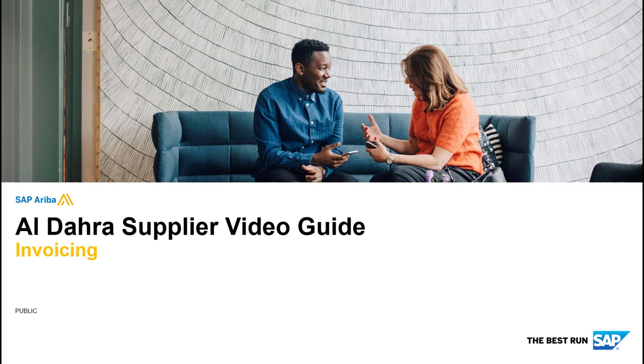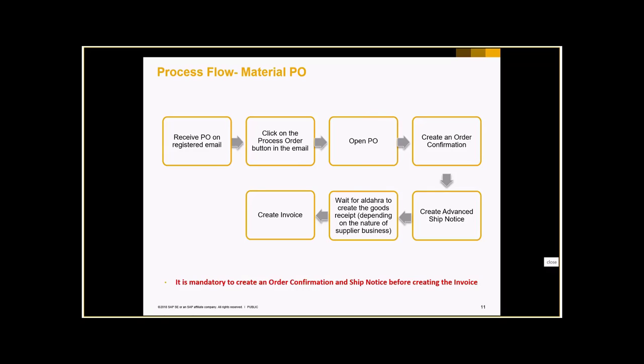This training will cover how to create an invoice for Al Dahra on the Ariba network. Please note that before being able to create an invoice, you will have to create the order confirmation and the advance ship notice. In some cases, Al Dahra will require a goods receipt. In that case, the business will create the goods receipt, and you will not be able to create the invoice until the goods receipt has been created. It is mandatory to create the order confirmation and the ship notice before creating the invoice.